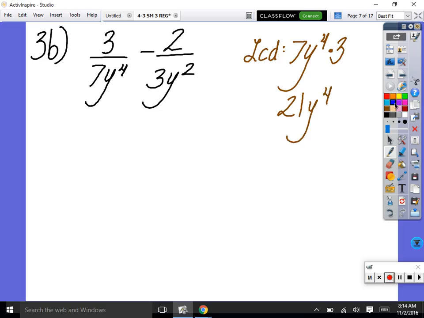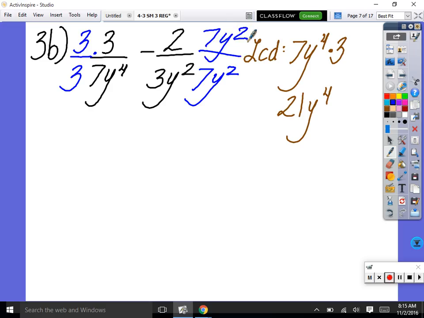So then you say to yourself, let's focus on this first piece. How are we going to make it 21y to the 4th? What do we need to multiply by? 3. So multiply by 3 over 3. And then we need to make this 21y to the 4th. So we need to multiply by what? To get 3 to 21, we need to multiply by 7. And then y squared, to get it to y to the 4th, we need to multiply by y squared. We'll multiply by 7y squared to top and bottom. Is everybody good?